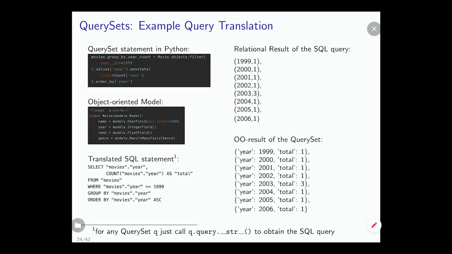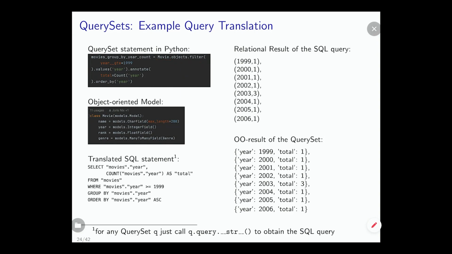So let's look at what this language can do. I'll just give you some ideas how that looks like. This is how a query looks like in Python, in this query sets language. Basically here, I'm just saying the result, movies group by year count, is defined by this one. And what is this? Here I'm starting with the name of the model. Then I have to say objects.filter. Filter is the equivalent of the where clause.